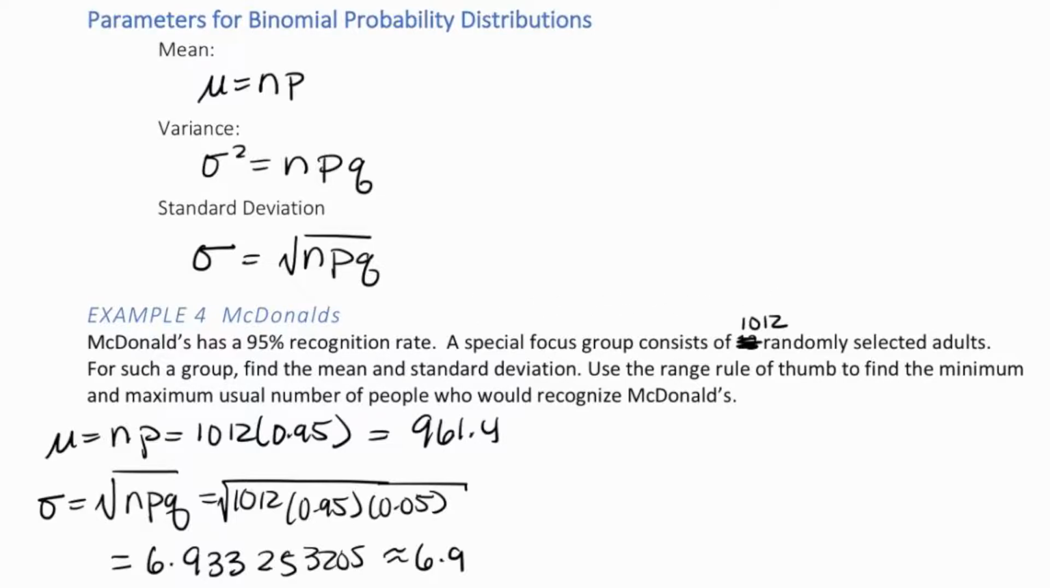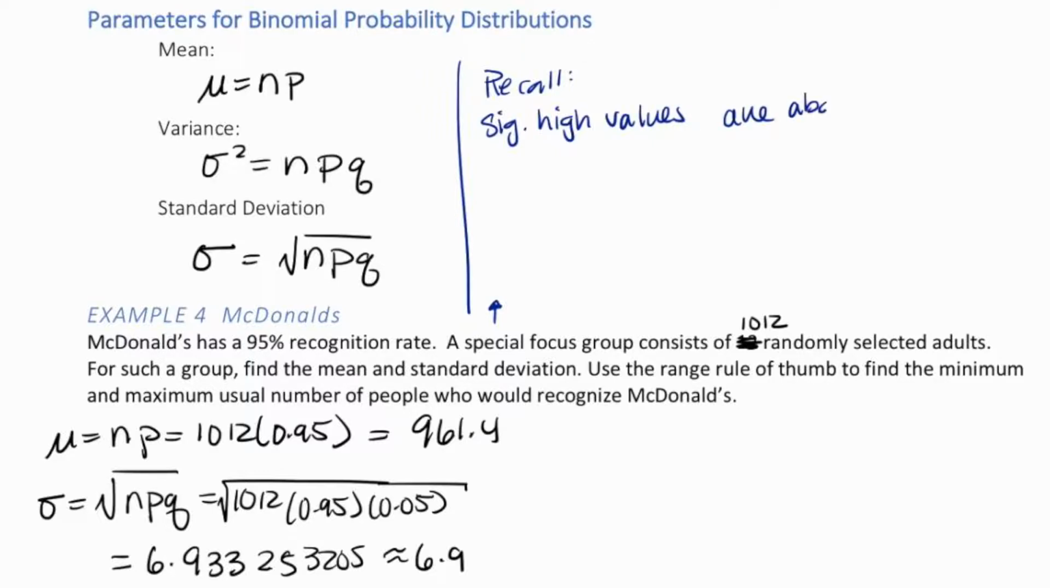So let's recall. Significantly high values are 2 standard deviations above the mean. So let's compute what that is. And even though I write 6.9, use the unrounded value in your calculator and round at the very end.